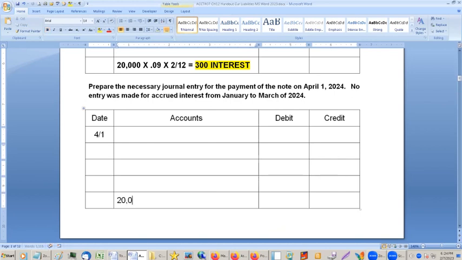So 20,000 times 9% times 5/12 equals 750. I better use a calculator. Yeah, it's 750. So this is 750 of total interest.